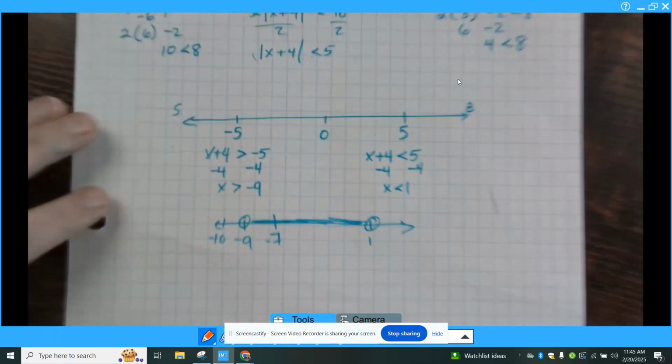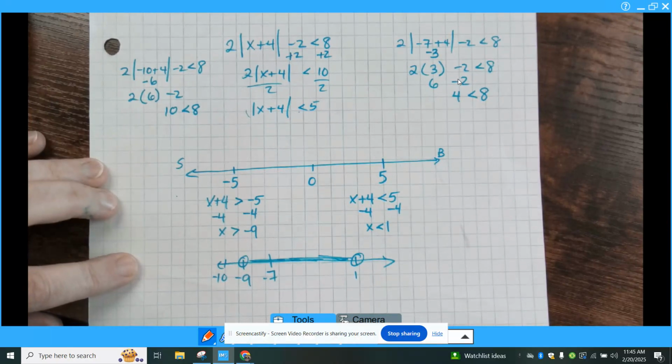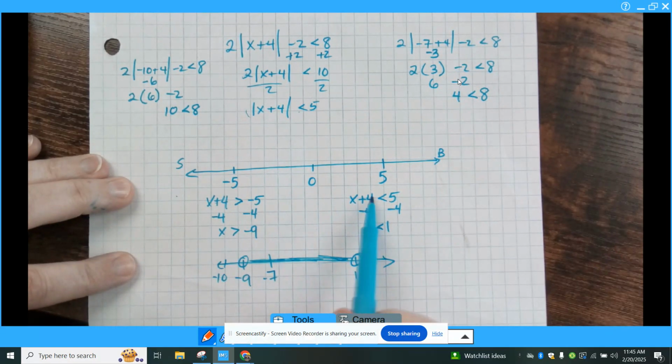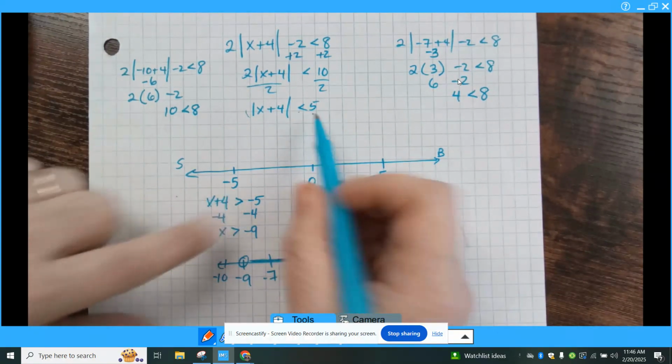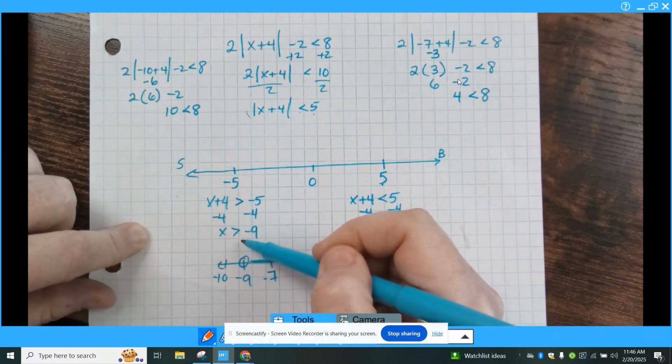Okay, so that's how you would solve an absolute value problem algebraically. The part that students make mistakes on is remembering that it turns into 2 equations or 2 inequalities because there's 2 numbers that are 5 away from 0. And that with a negative, you actually have to switch the direction of the inequality.